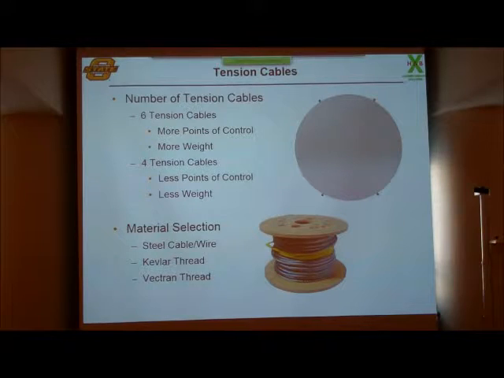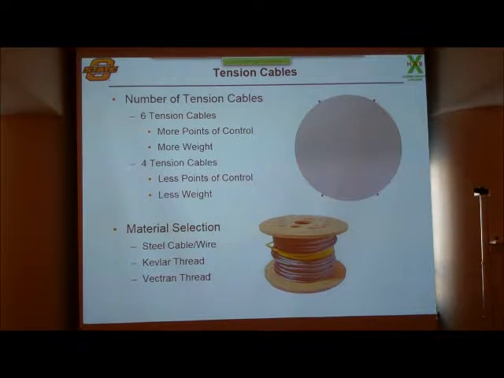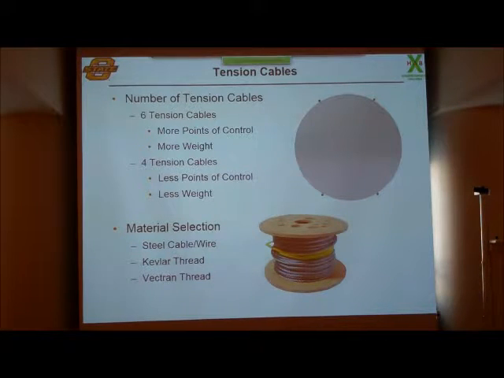For material selection, we looked into steel cables and wires versus fibrous materials. For the fibrous materials, Vectran is stronger than Kevlar, but breaks under tension well before Kevlar. And then Kevlar and steel have about the same tensile strength for their material. But with the elements on Mars, and the exposure that they're going to see through the 500 days, we decided on steel cables.